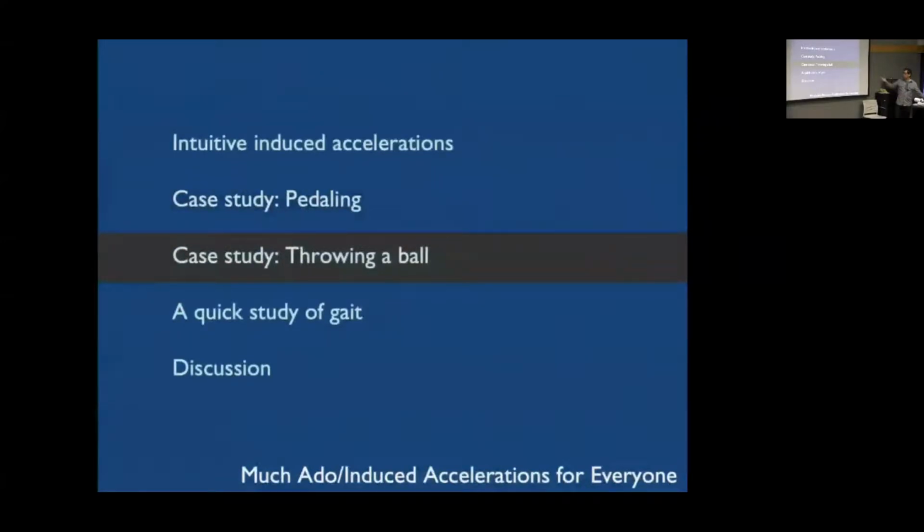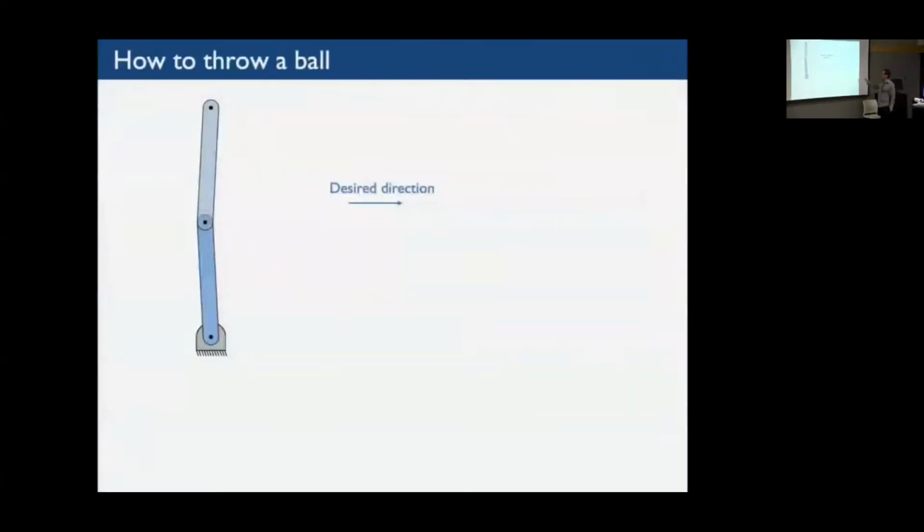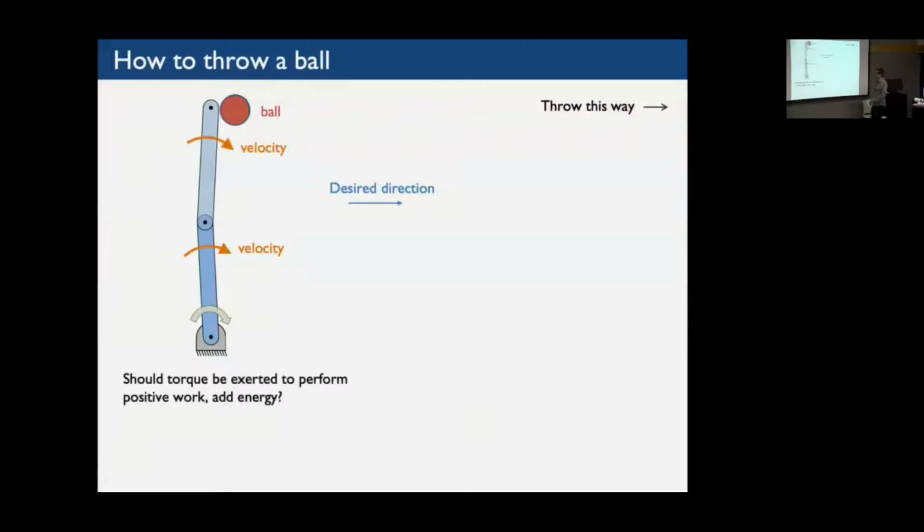Let's do a quick case study of throwing a ball. And let's pretend that we have two segments here. We want to put a ball at the end and we want to throw it. And this, by the way, is meant to be an example where induced accelerations can be useful. So I'm not saying that induced accelerations should be thrown away, but I think it's just a matter of using them in the right way. So we have a ball. We want to throw the ball in that direction. We probably want to induce or cause velocities as shown there.